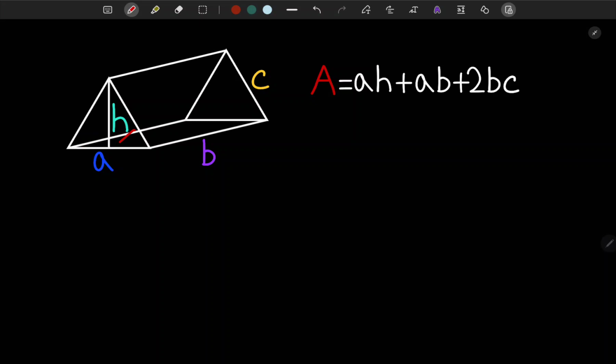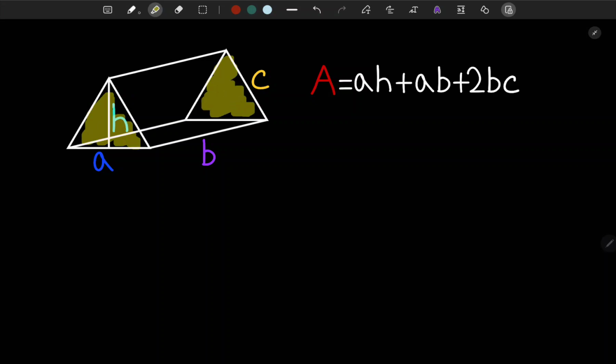Now as we can see the formula, it is A equals half A H, which is the base of the triangle times the height, plus A B plus 2 B C. Now just forget about the formula and I want you to focus here, because you really don't need to memorize the formula if you just look at the shape and try to figure the formula out yourself. So first, let's choose what we need to calculate first: these two triangles. So this triangle over here and this triangle.